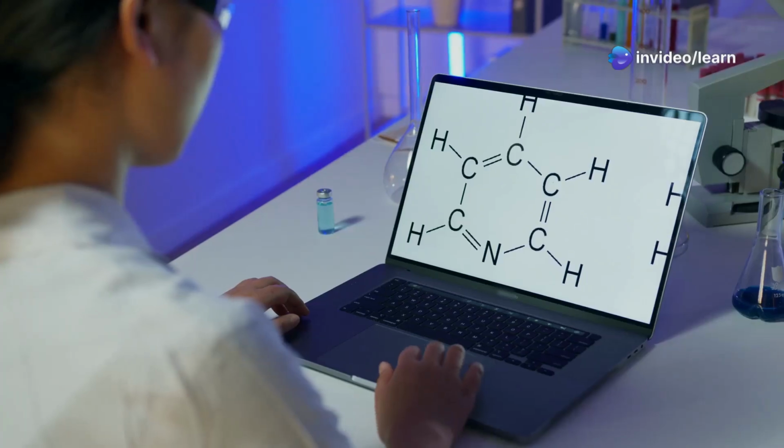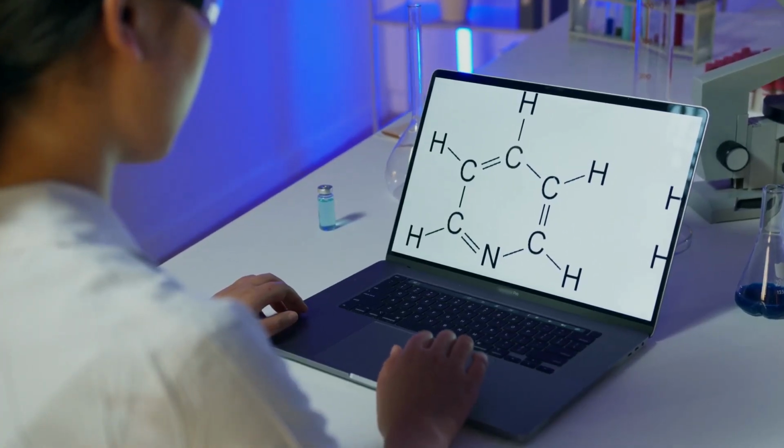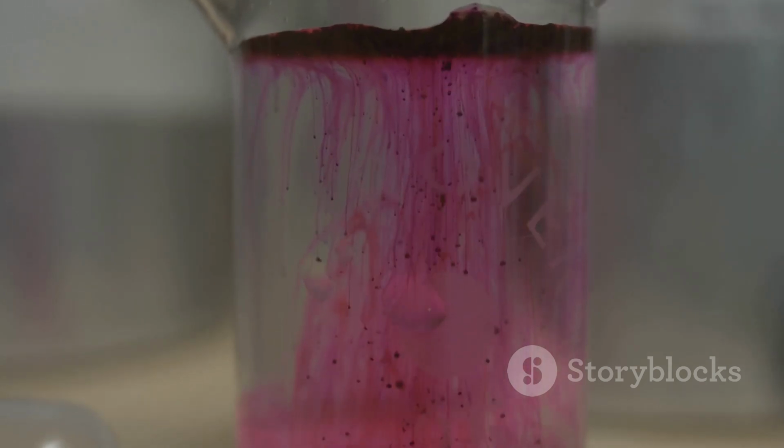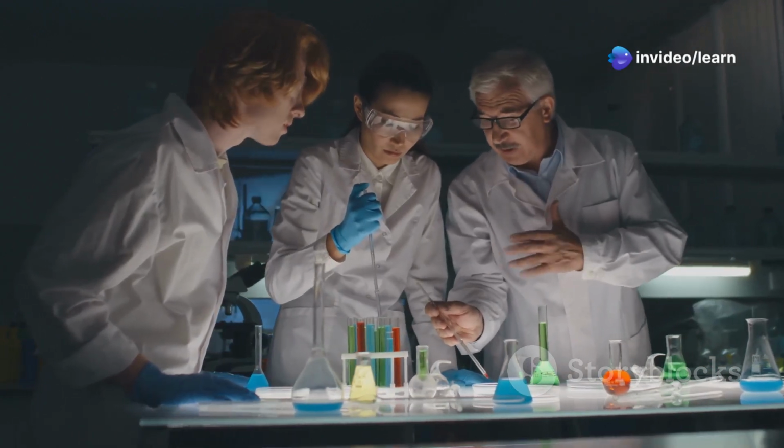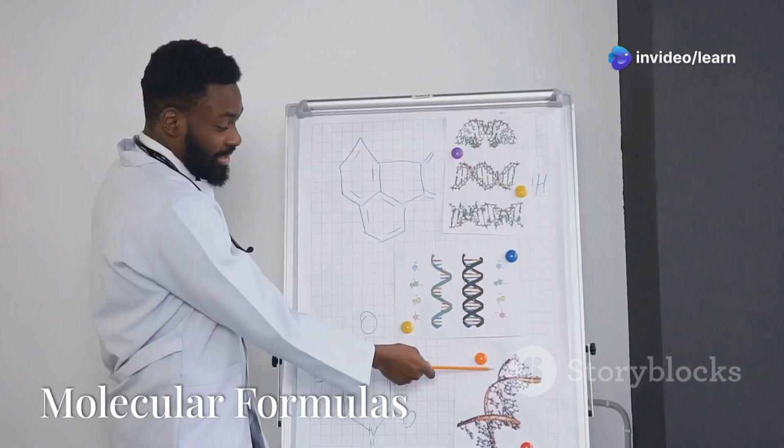Understanding these concepts is like having a superpower. You'll be able to decipher the composition of matter. You'll see how substances transform before your very eyes. So, buckle up, and let's embark on this exciting journey into the heart of chemistry.